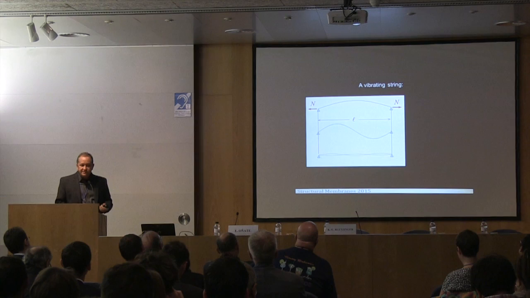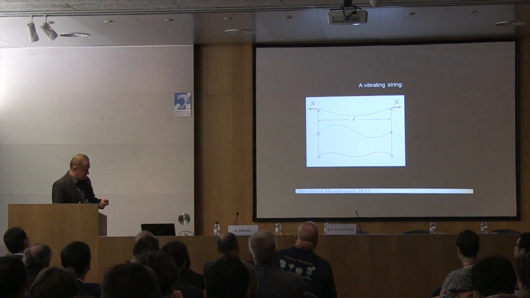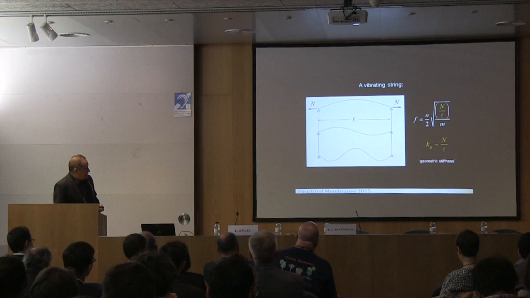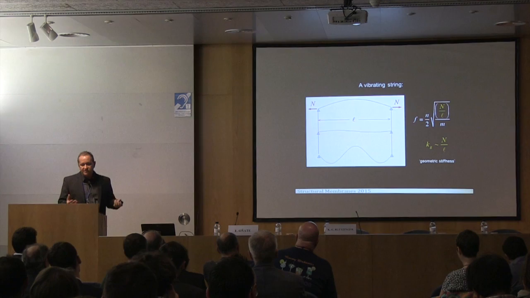But strings are a continuous system. It has infinite modes of vibration. But all of them go with the square root of this quotient, N over L over m. And this ratio, N over L, plays the part of a stiffness, which we call a geometric stiffness. You can see it's not related to the material. It's related to the geometry and the internal stress state, or the internal load, N.